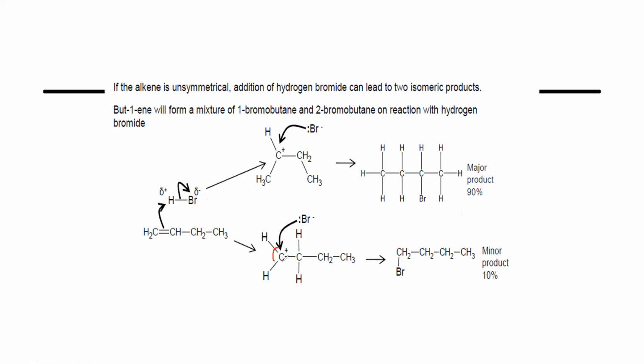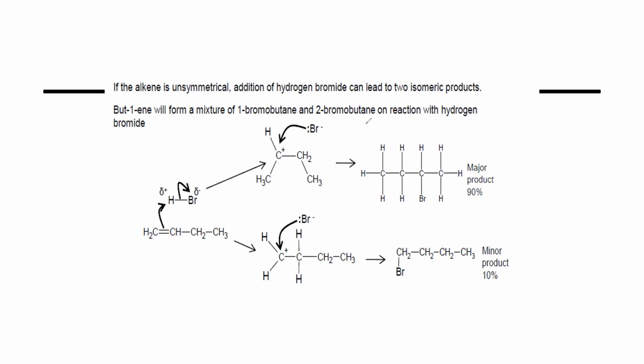If the first carbon has a positive charge, there is only 1 carbon chain directly. If the second carbon has a positive charge, there are 2 carbon chains. So can you identify which one is the major intermediate, A or B? A will be major, and that's why most of the product is 2 bromobutane, and the minor product 1 bromobutane is there.